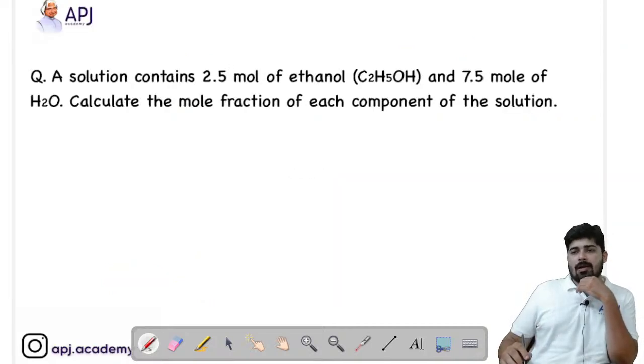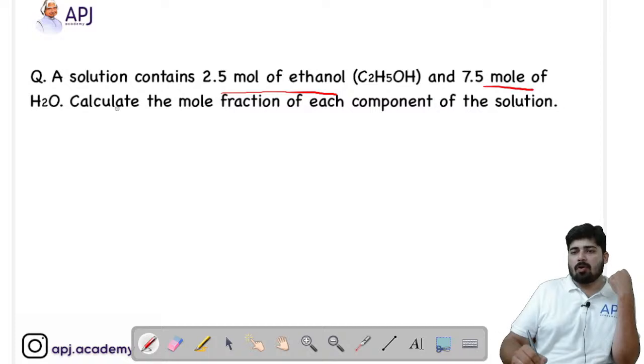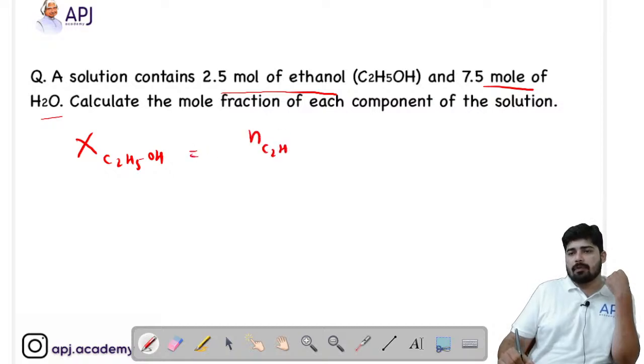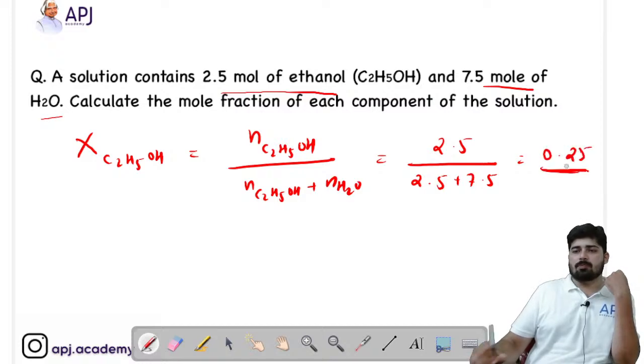Yes. Now another question. A solution contains 2.5 mole of ethanol and 7.5 mole of water. Calculate the mole fraction of each component. Now we have to find the mole fraction of C2H5OH, that is ethanol. So the mole fraction of ethanol is equal to the number of moles of ethanol divided by total moles. What is the total mole? Number of moles of ethanol plus number of moles of water. So ethanol is 2.5 and total moles is 2.5 plus 7.5, that means 10. So 2.5 by 10 equal to 0.25. So the mole fraction is 0.25.